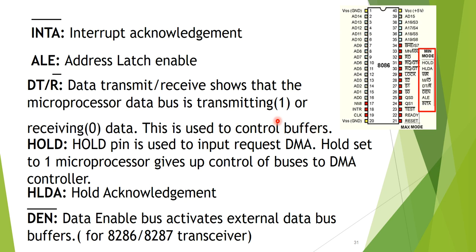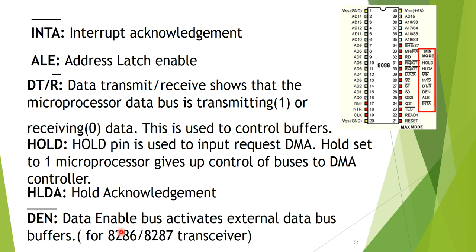Then we have the HOLD signal, which is again used in the DMA case. When the DMA controller generates the hold signal, the microprocessor will give up control of its buses to the DMA controller. Then the DMA controller uses these buses to directly transfer the data between the system memory and the external device. When the microprocessor accepts this hold request, then in acknowledgement it generates the HLDA, hold acknowledge signal.